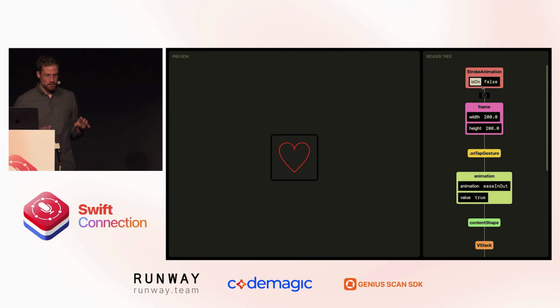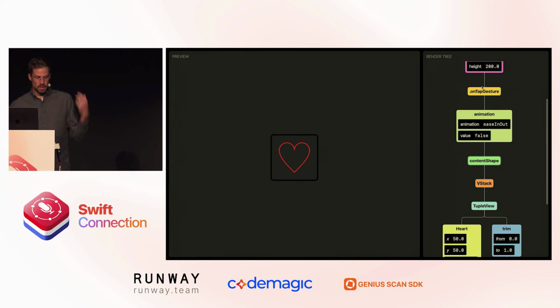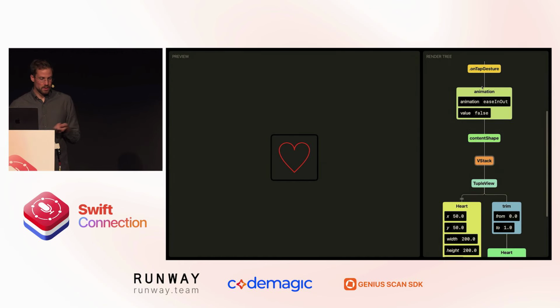The little thing you see in between the stroke animation and the frame is the current transaction, and the current transaction is empty. It starts updating the frame, nothing changed. It starts updating the tap gesture, nothing changed. Then it hits the animation, and it now knows previously my value was true. It's going to be false. And so now, all of a sudden, as I update further down the view tree, I have to animate those changes. Right?